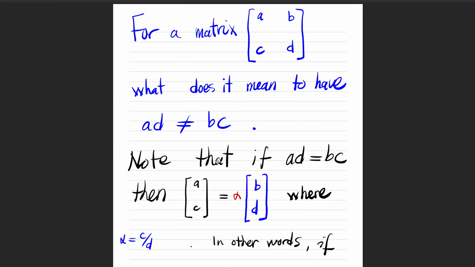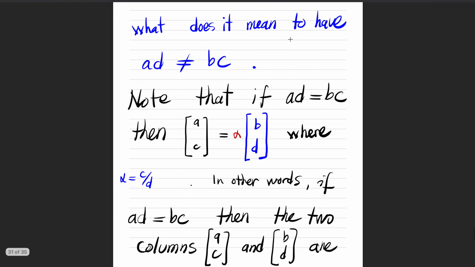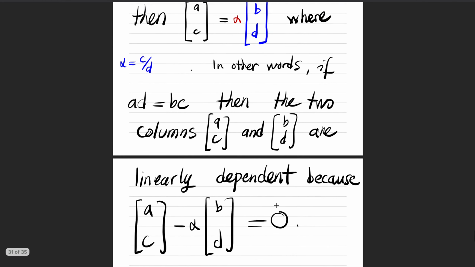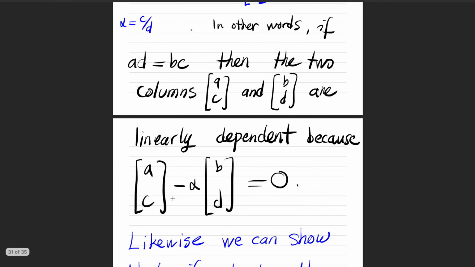That means that there's linear dependence, that the first column has some redundancy. The first column is pointing in the same direction as the second column. Their length is different, but they're pointing in the same direction. There's redundancy. These two columns are linearly dependent. In other words, if AD is equal to BC, then this column and this column are linearly dependent, because we can add them or subtract them and get 0.